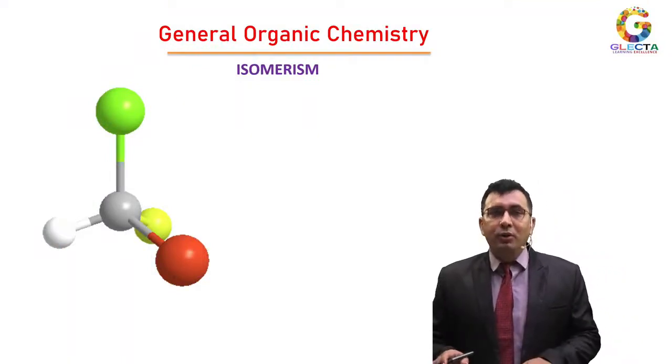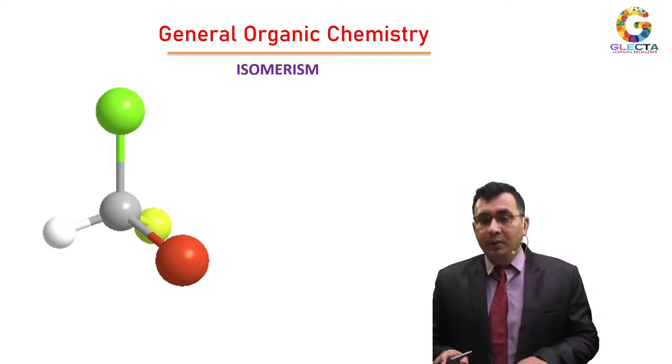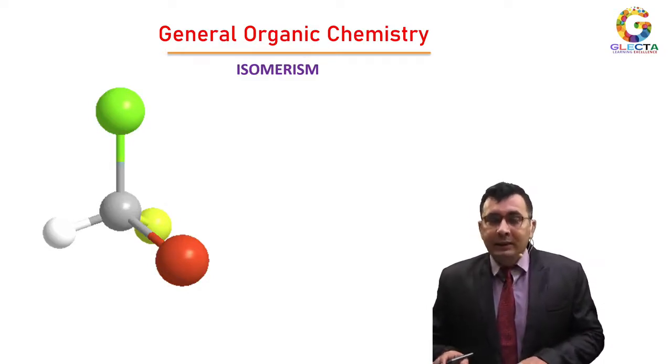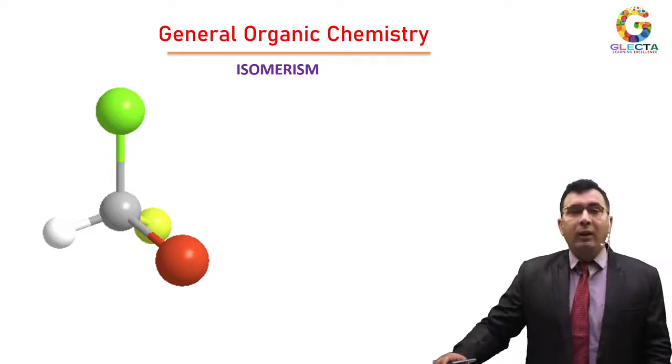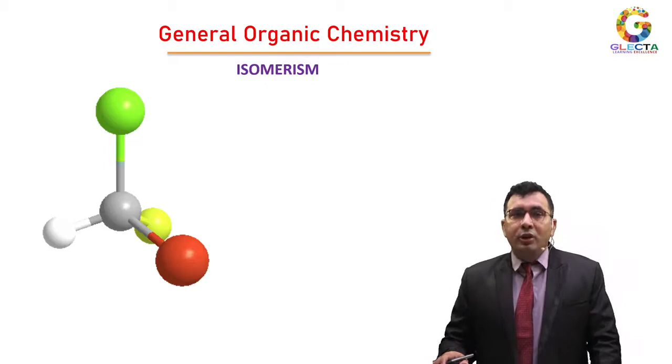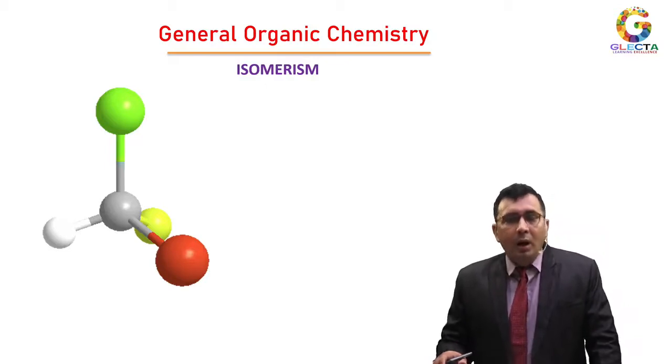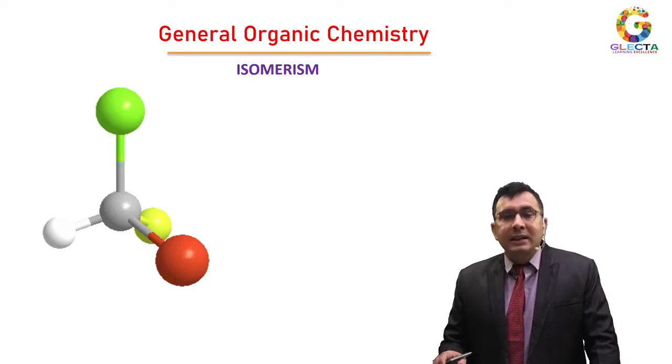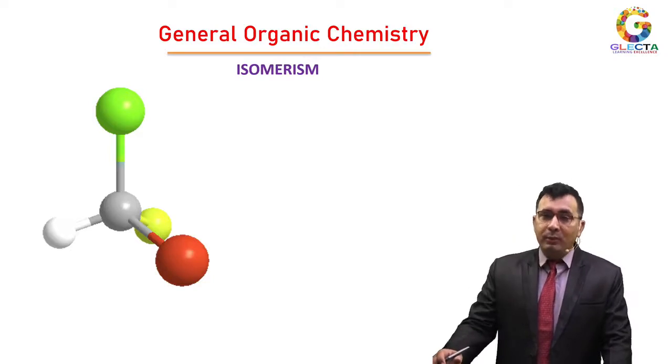Today I am going to teach you about isomerism: what we mean by isomerism and the different types of isomerism available in our chapter. It is a very interesting topic of general organic chemistry. Iso means same and merism means unit, having the same molecular formula. So what is the exact definition of isomerism?